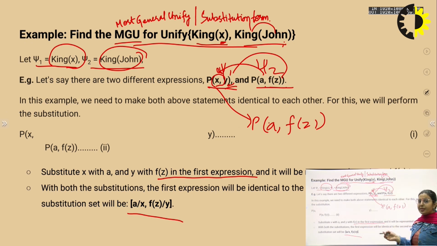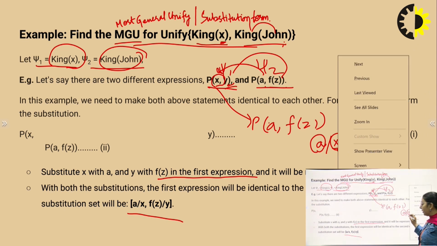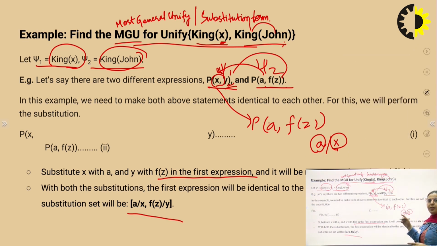How do we have to represent it? We have to represent it as A slash X. In this way we have to represent it. The value that is to be replaced goes on one side, and the value that is put in after replacing goes on the other. With both substitutions, the first expression will be identical to the second expression.